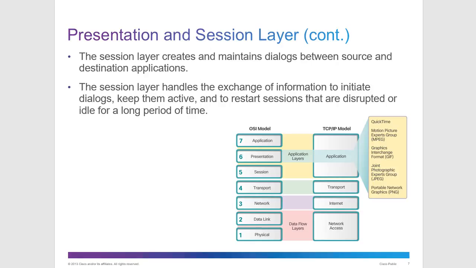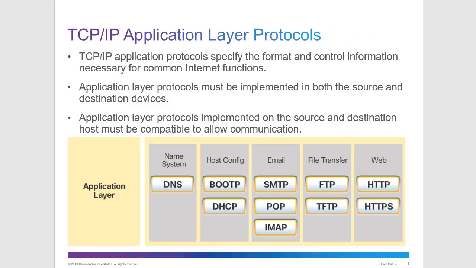Okay, so there's a little bit of confusion there in the readings, because it does make it seem like the transport layer is responsible for maintaining the conversation, but really it's putting labels on the conversation so it can be maintained. It's really the session layer's job to maintain the conversation. We've got some TCP/IP application layer protocols here and some examples of them.